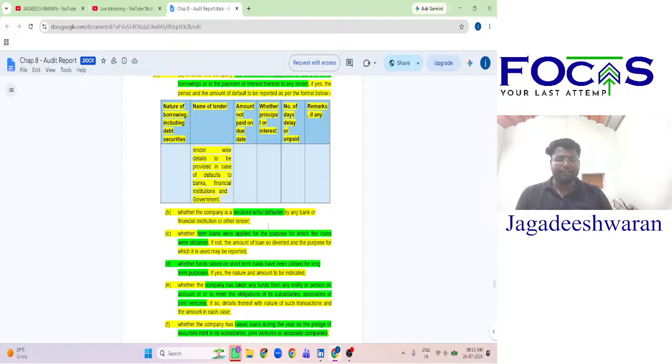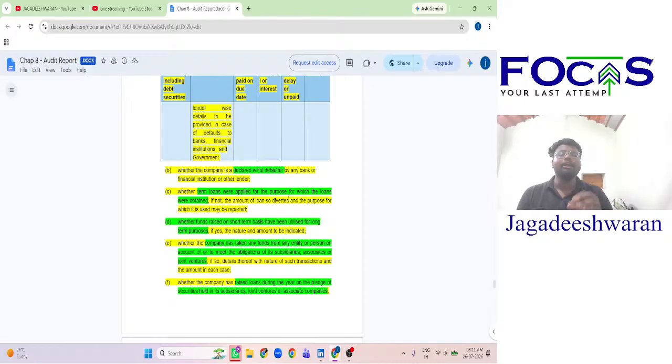So willful defaulter means, even though I have the money, I am wantedly not paying back the loan I obtained. That is what we call a willful defaulter. So we have to mention whether the company has been declared a willful defaulter by any banks, any other financial institutions, or any other lenders.